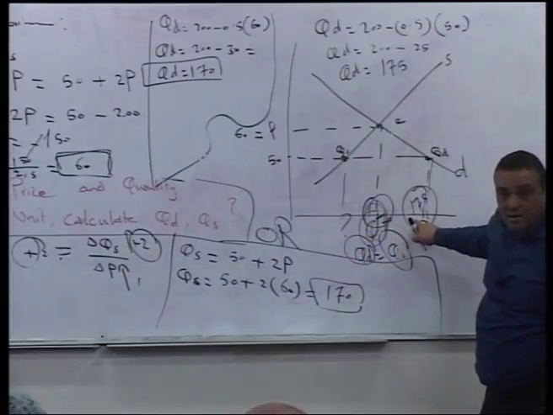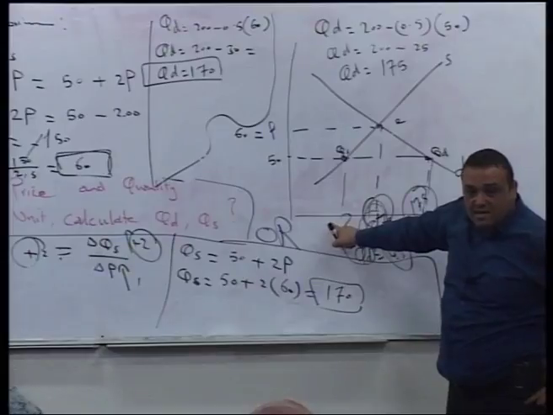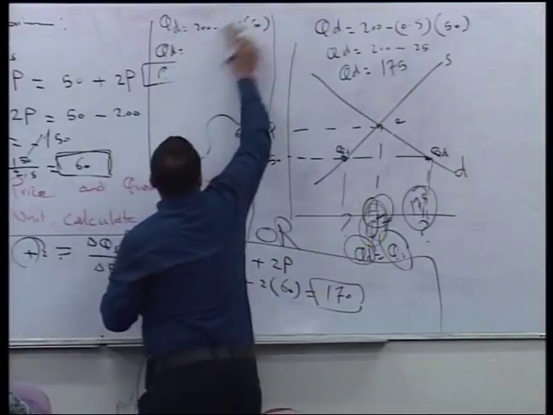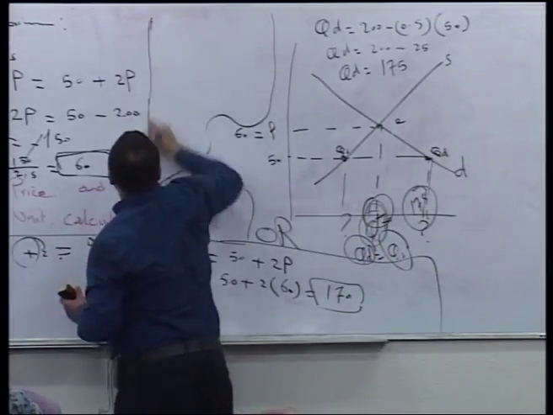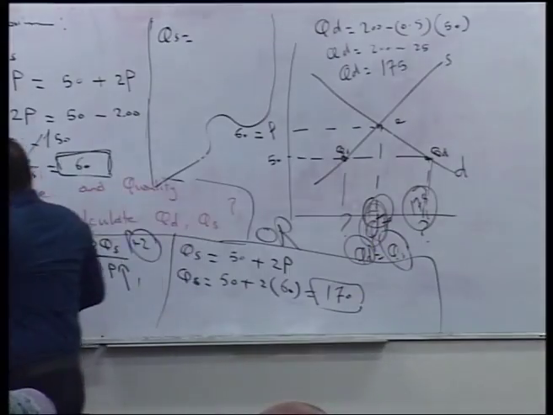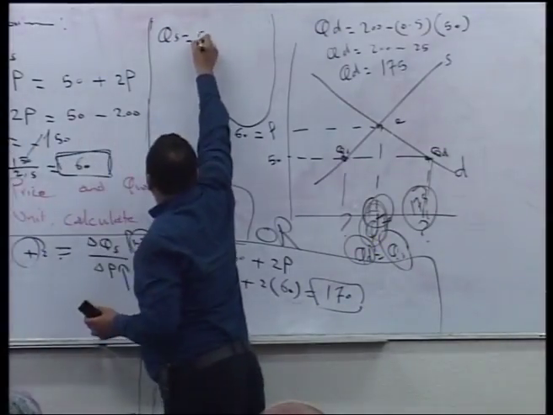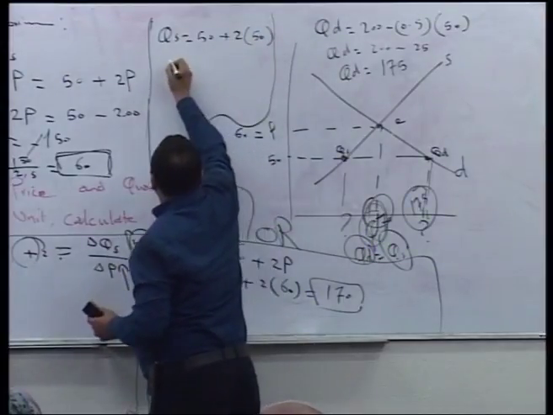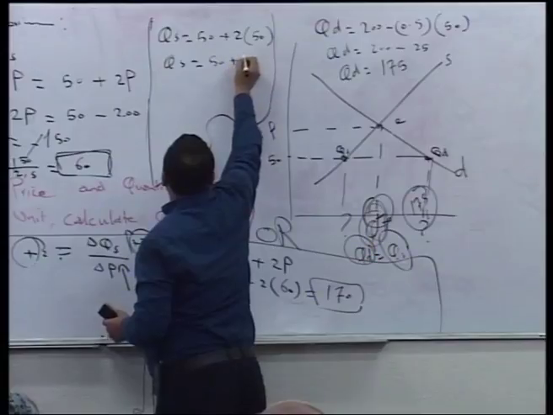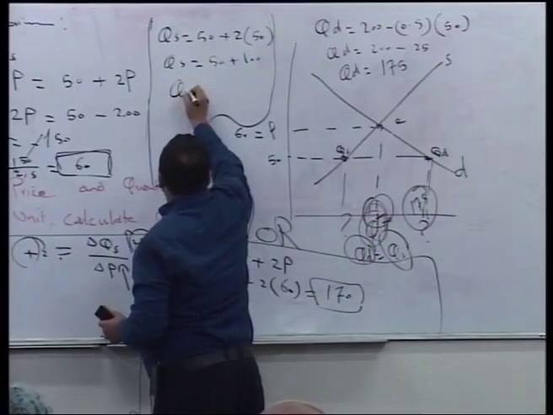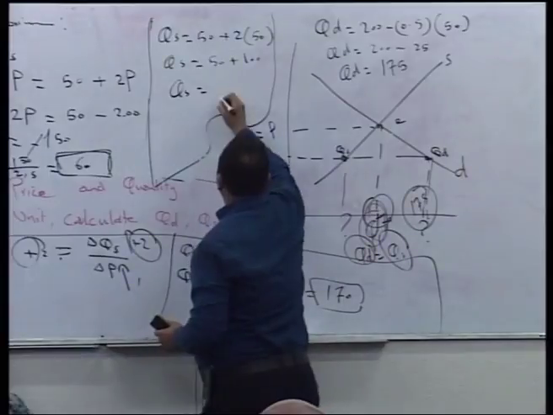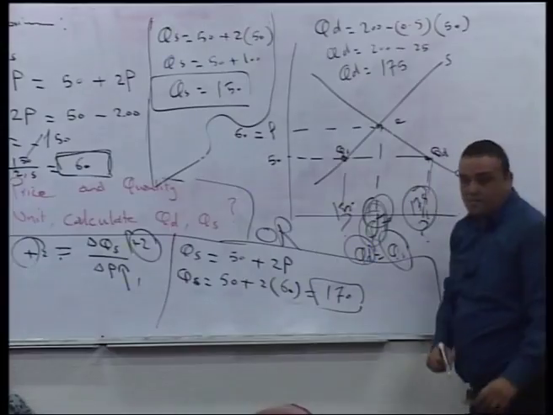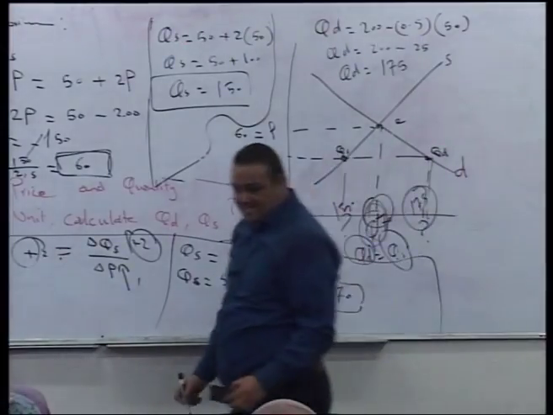QS should come out less than that. Let's see QS. So QS here equals 50 plus 2 times the price 50. So QS equals 50 plus 100. So QS equals 150. So it should be 150. Yes. The last point. Okay.